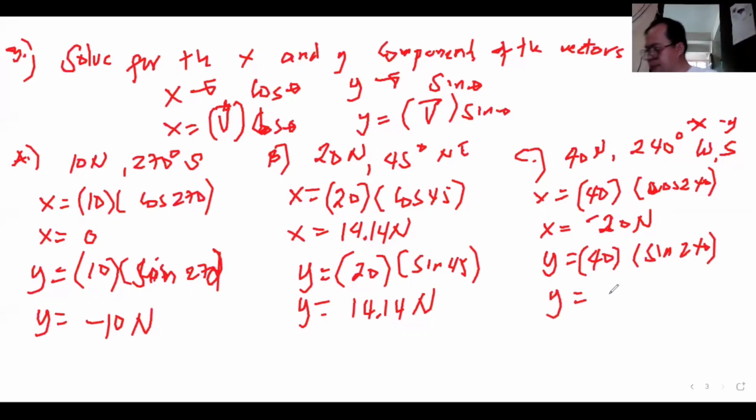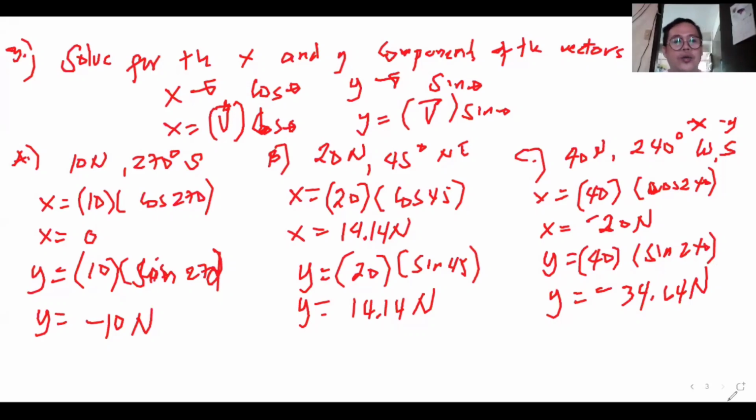So let's solve. So 240 sine times 40 and your answer is negative 34.64. So that will be your answer, negative 34.64. And your y is negative because south is the direction. So you have a correct sign. So you have a correct answer. So that will be procedure or method number 3.